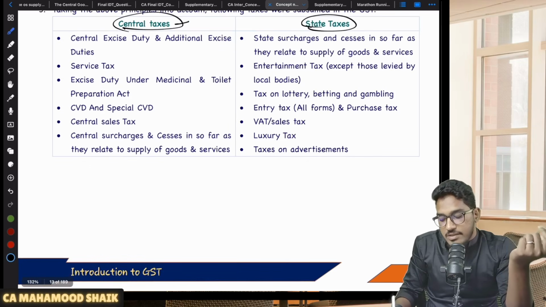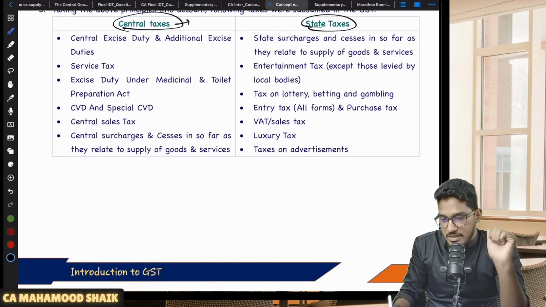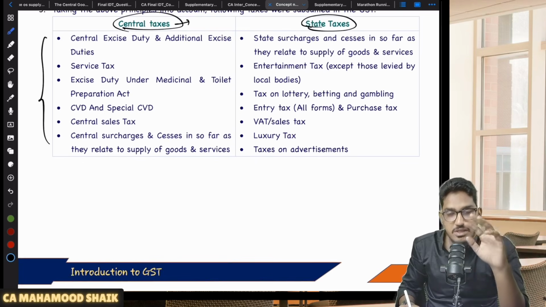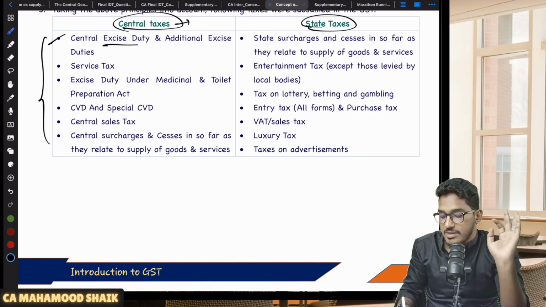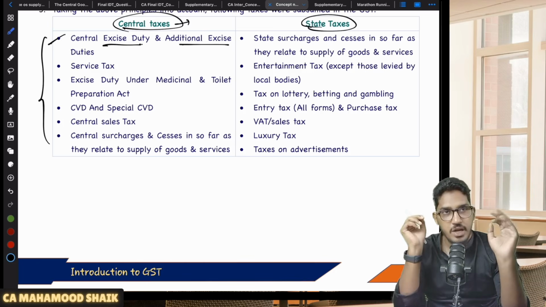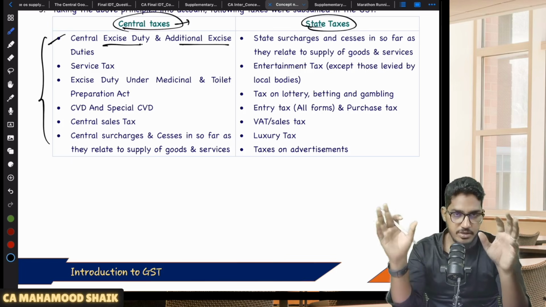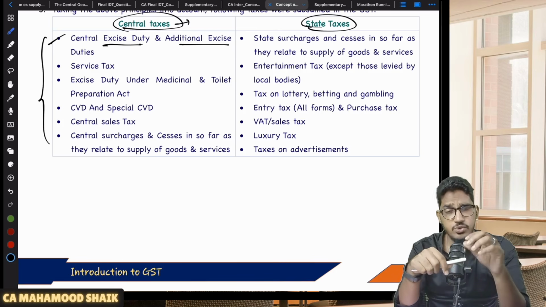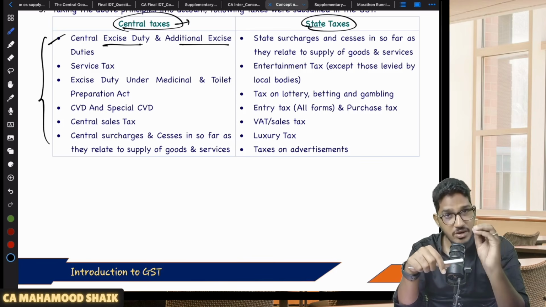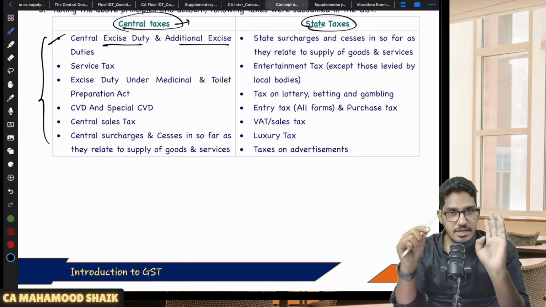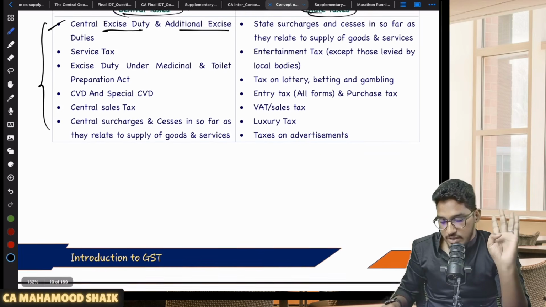If you look at the taxes which used to be imposed by the central government, this is the list which has been subsumed into GST: central excise duty and additional excise duty. Before GST came into the picture, one of the most common indirect taxes we used to have was excise duty. Excise duty used to be imposed on manufacture. Whenever you manufactured, the central government would come and impose excise duty. But once GST came into the picture, this excise duty is no longer there.